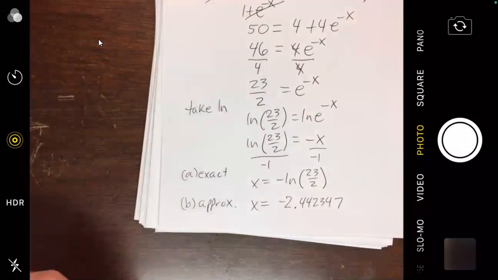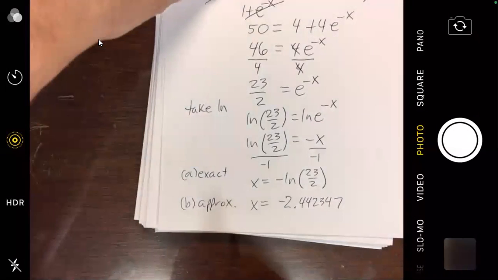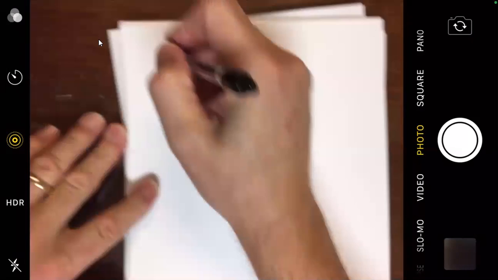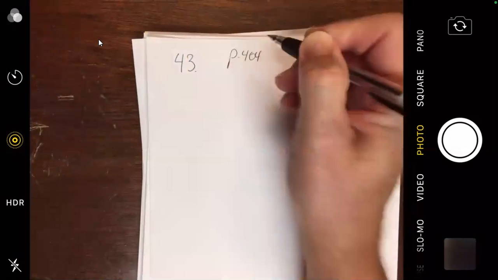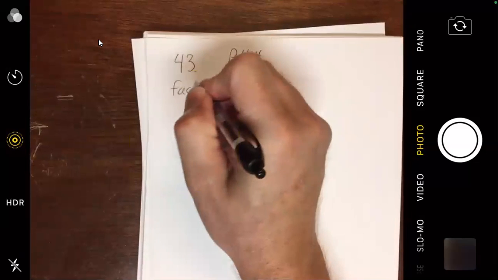I think I did 39 and 41. Let's try 43. Still on the same page, 404. Got a little more, you get some factoring in this.